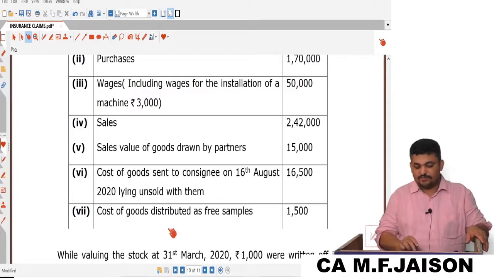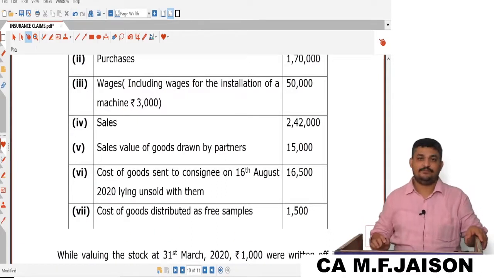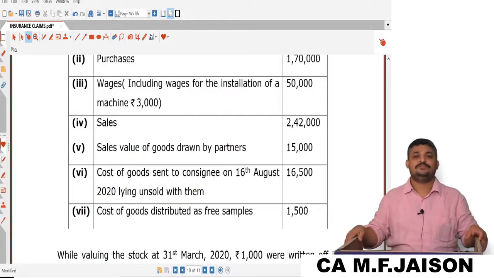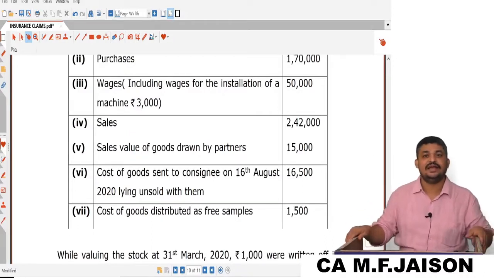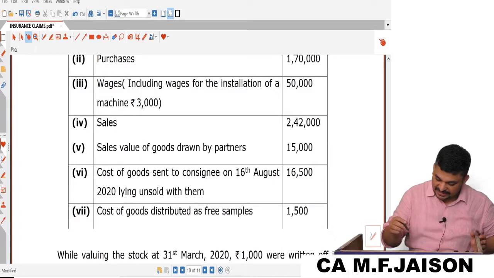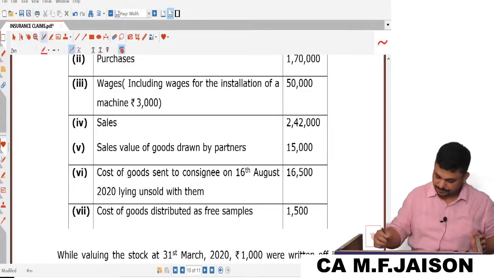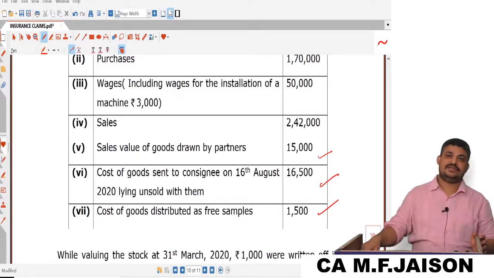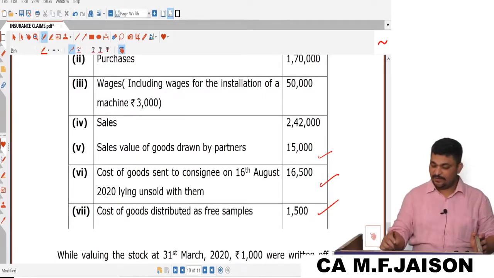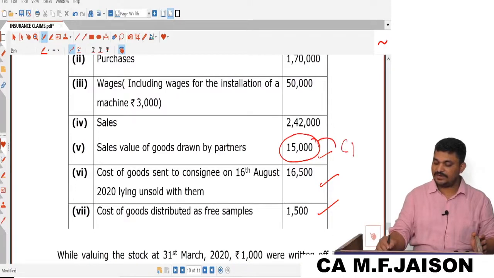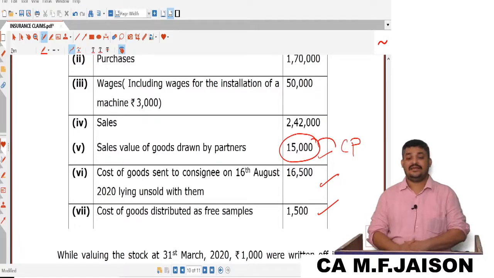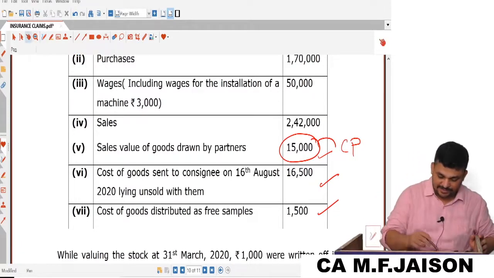Next, cost of goods distributed as free samples. Even this goods has been sent out. So what should I do? I should deduct from purchases or show in the trading account credit side. All these three numbers I should deduct from purchases or show in the credit side. Only this number should be converted into cost price. The other two are already appearing at cost price. This information you should know.